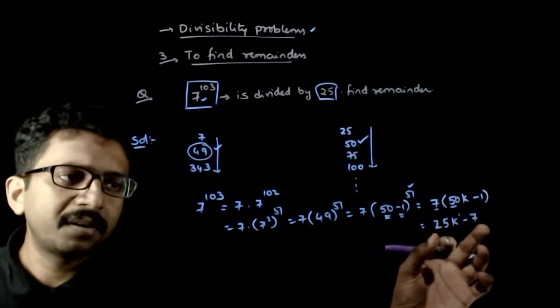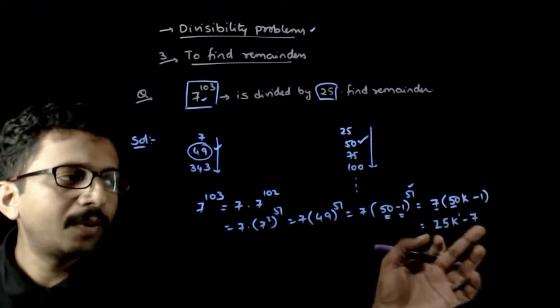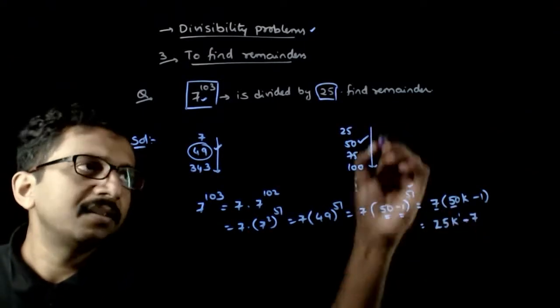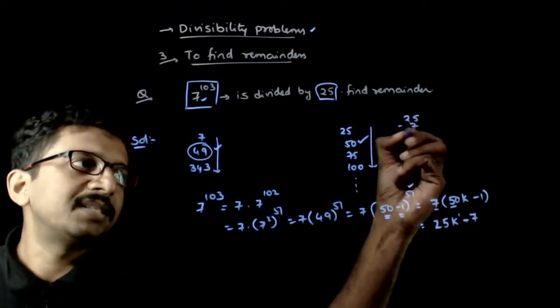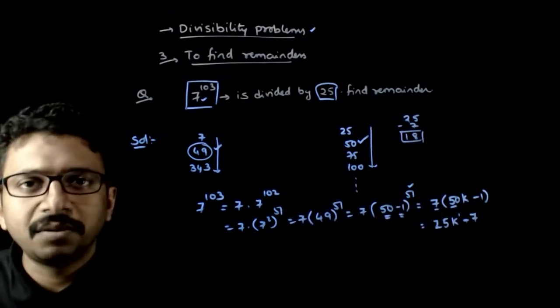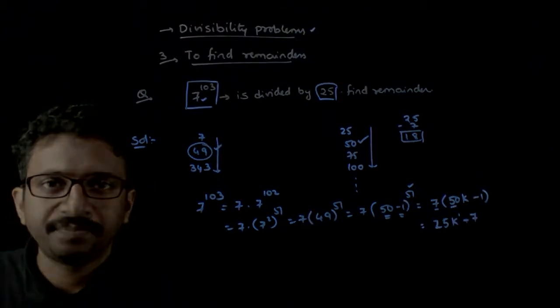So 7 power 103 is of the form 25k dash minus 7. Now when this number is divided by 25, since here you have minus, the remainder will be 25 minus 7, which is 18. So 7 power 103 when divided by 25 leaves a remainder of 18.